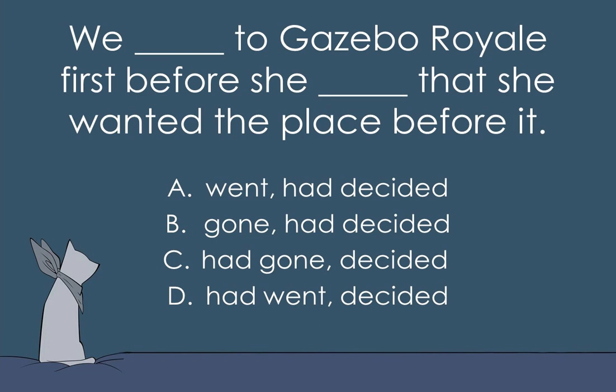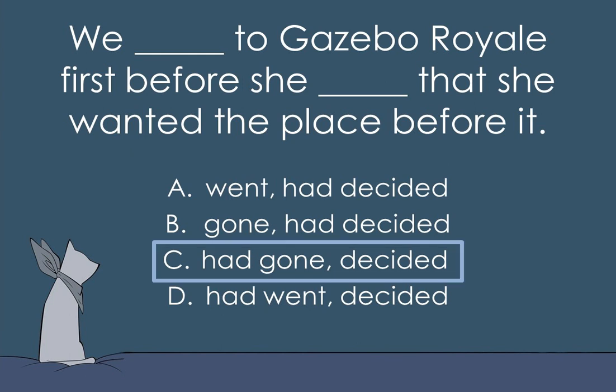Let's look at the choices. Letter A cannot be the answer because the first blank there is in past tense. Letter B is not the correct answer because that is just the past participle of the verb.